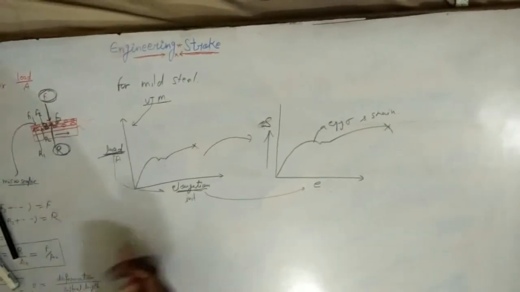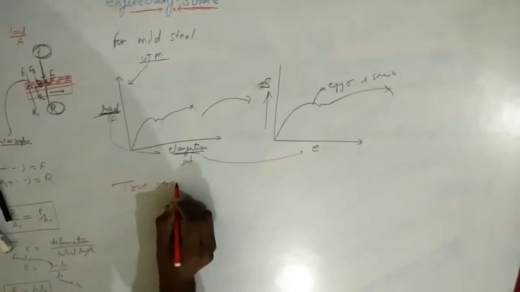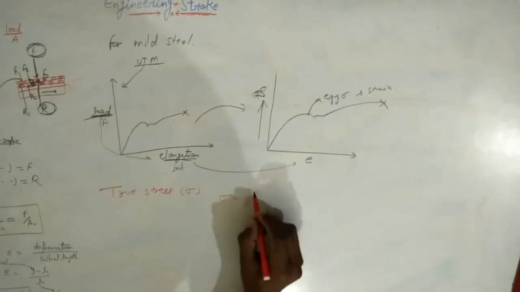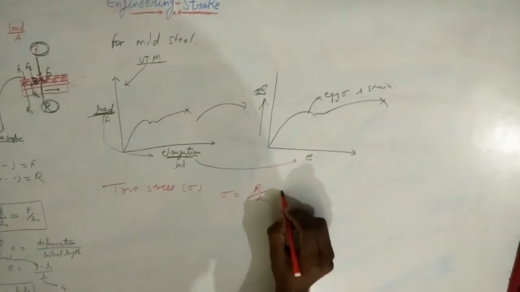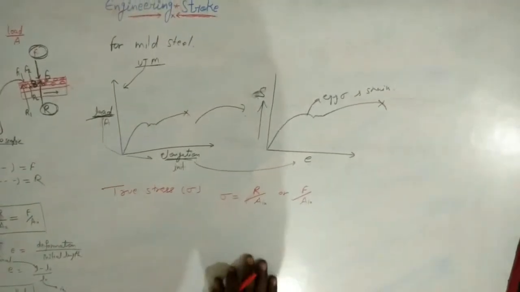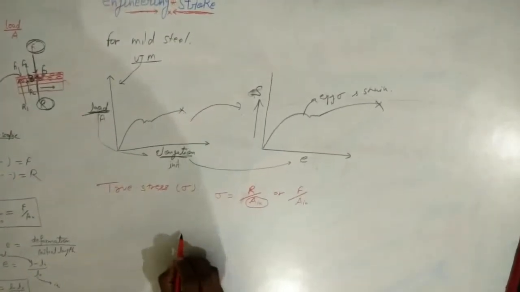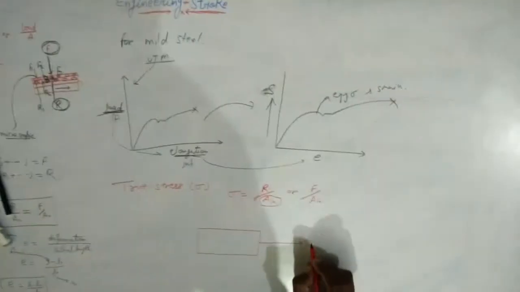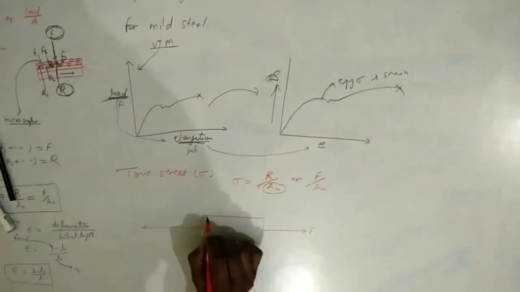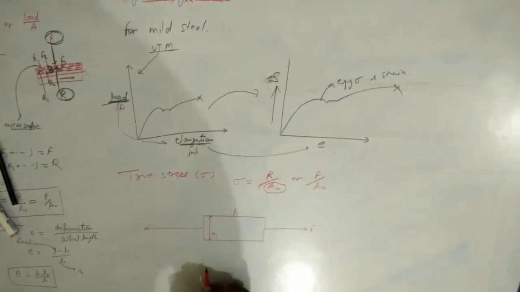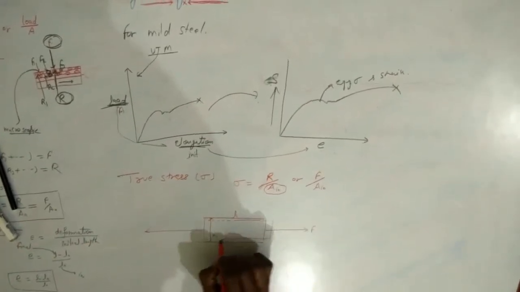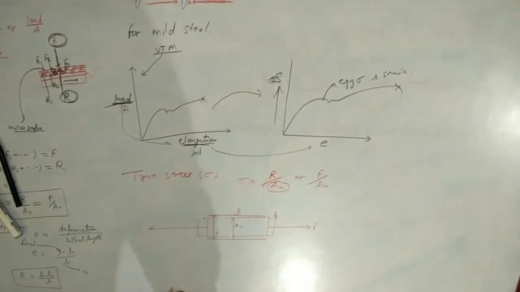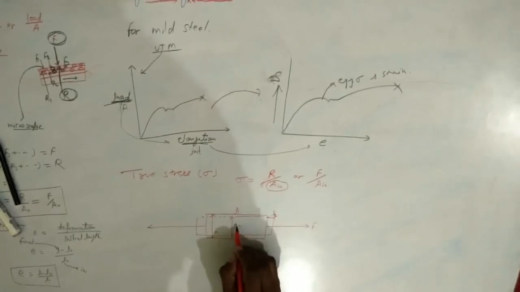What is true stress? True stress is denoted by sigma. Sigma equal to resistance over instantaneous area, or also we write F over instantaneous area. What is instantaneous area? Here we plot a block which has external force F, its initial area A1 and initial length L1. When it is elongated to L2, the length increases and the area decreases to A2.